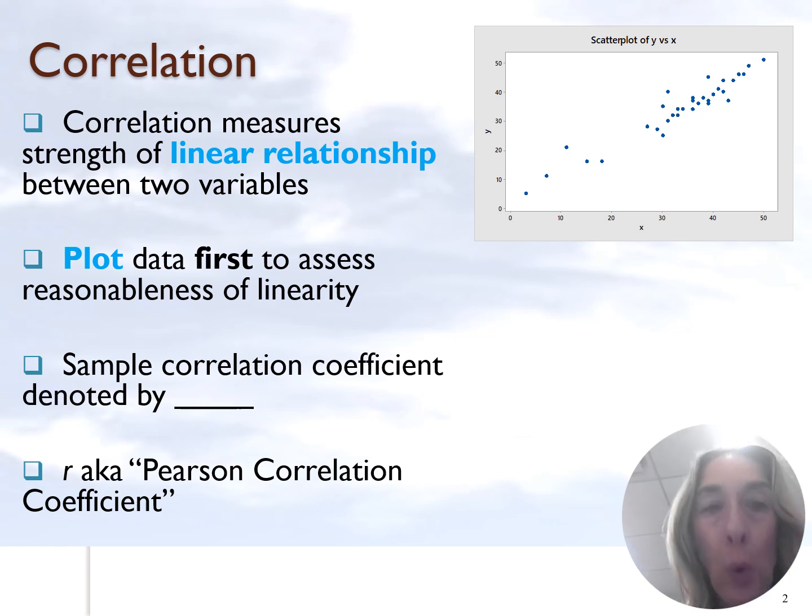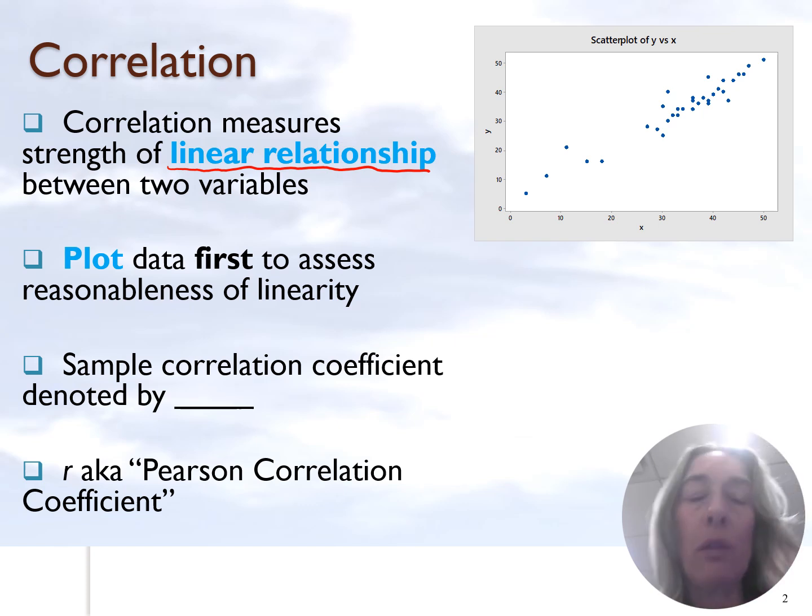Okay, correlation is a common term, but what's often forgotten or not known about correlation is that it measures the strength of the linear relationship between two variables. So it's not just any relationship that correlation detects. It's the strength of the linear relationship.